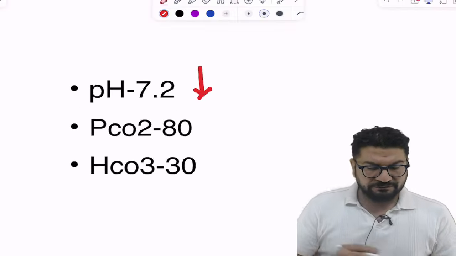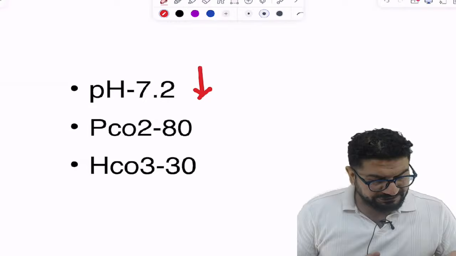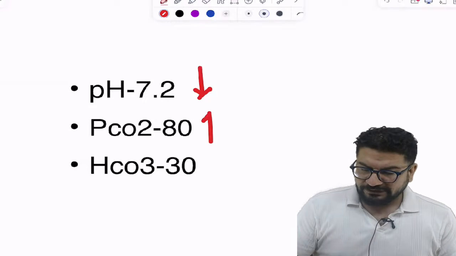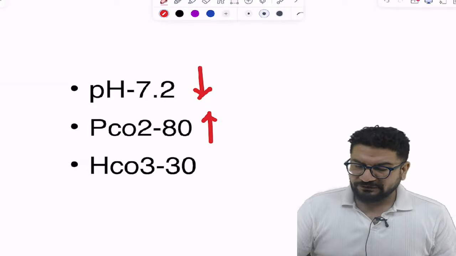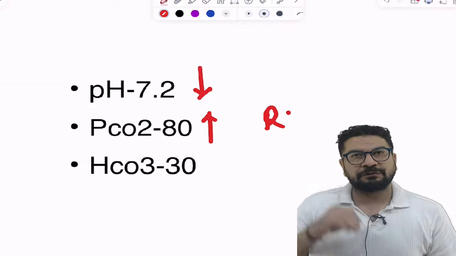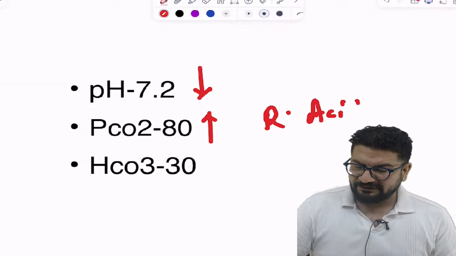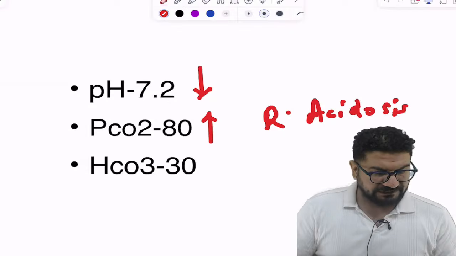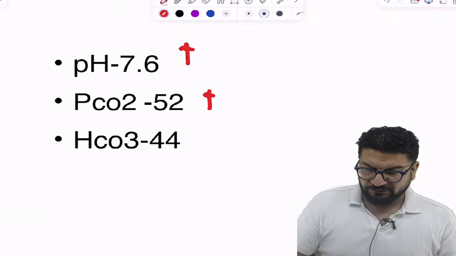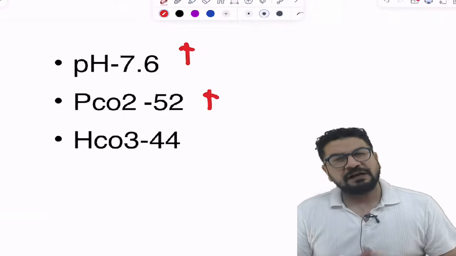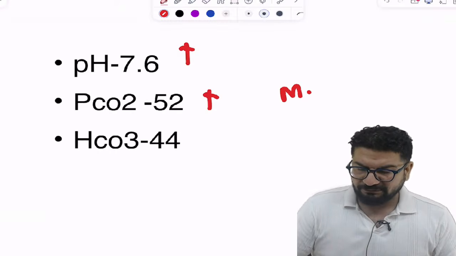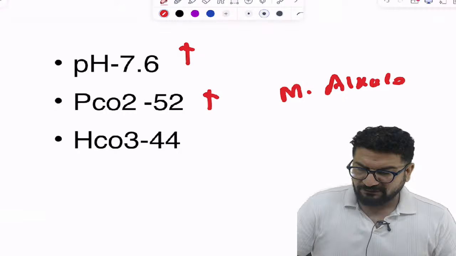pH 7.2. You can ask your doubts in your chat box. pH 7.2 means low, PaCO2 80 means more. So again directions are opposite, and opposite means respiratory. Now pH is low, so it is respiratory acidosis. Done? Let's see more. pH is more, PaCO2 is more. Same direction means metabolic, and pH is more, so this will be metabolic alkalosis.